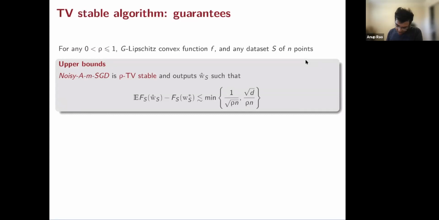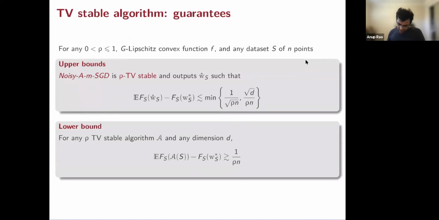So here are the bounds we have. In terms of rho TV stability, when we set appropriate parameters for the algorithm in the previous slide, we get that the accuracy is 1 over square root n. This is for just mini batch SGD. And for the other algorithm, the noisy SGD, we get square root d rho over n.